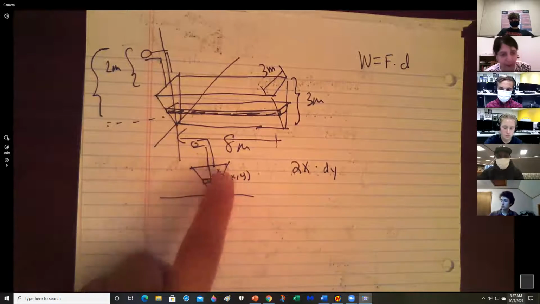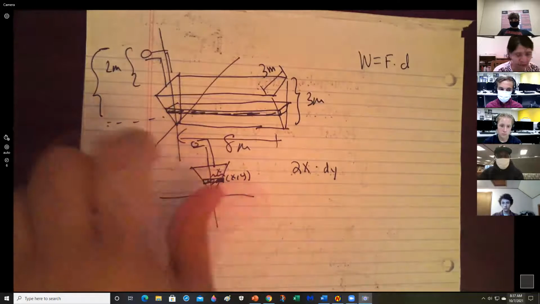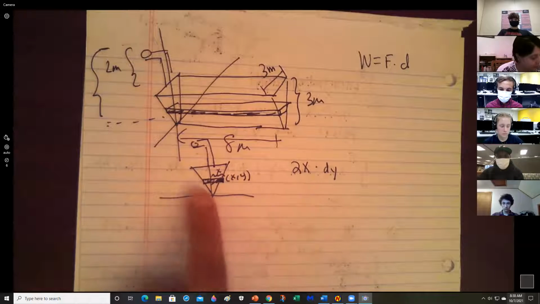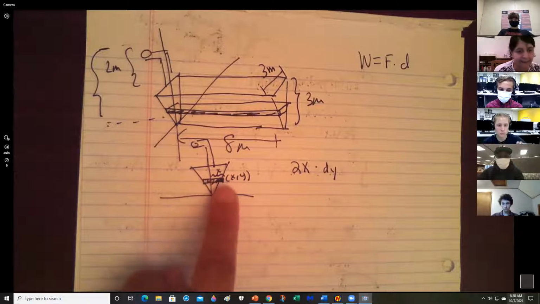Can you see why it's dy? Because it's vertical. I mean, you can use dx, but then you'll have to reverse the x and the y. So now the question is, okay, what about this coordinate? Is there a relationship between y and x?